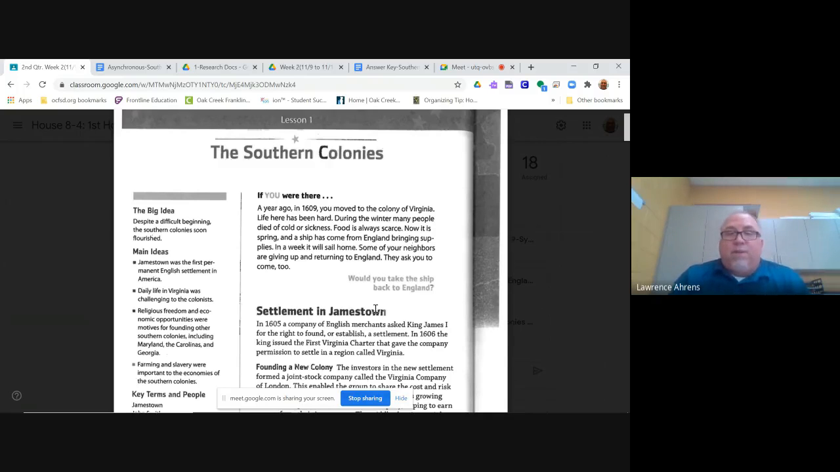And then they want you to internalize and think to yourself, if you were in that situation, with food being scarce, supplies not really coming, and a ship that would have offered you passage back, would you take the ship back, or would you try to fight your way through the challenges with the rest of the people that stayed back in Jamestown?